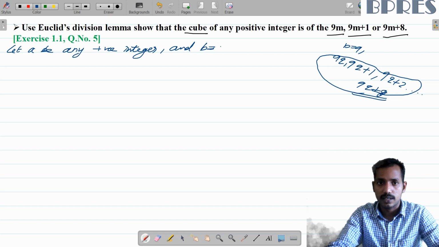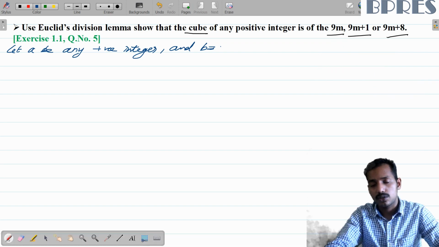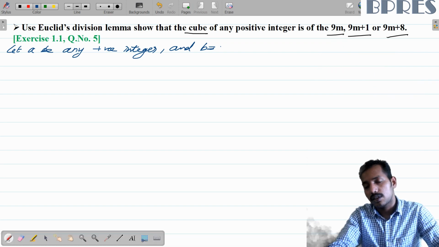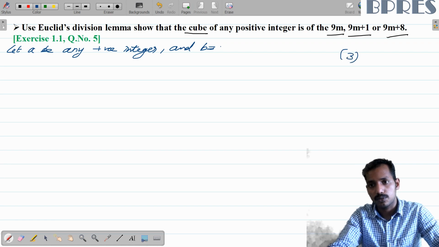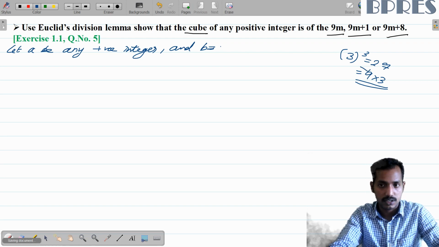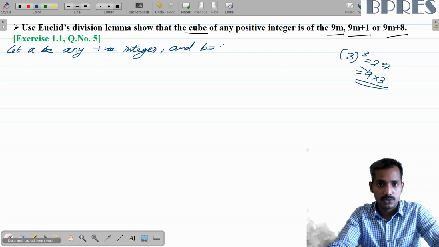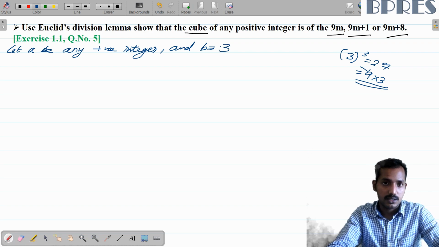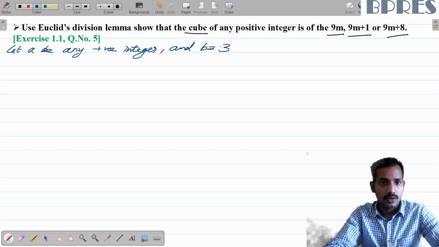So we are not going to take b equal to 9. We are going to take the smallest number whose cube has 9 as a factor. For example, 3. What is 3 cube? 3 cube is equal to 27, and 27 is actually 9 into 3. So even if we take b equal to 3, while taking the cube we will get 9 as a factor, so that we can represent this. Because of that, we are going to choose the value of b as 3 in this question instead of 9. Clear?